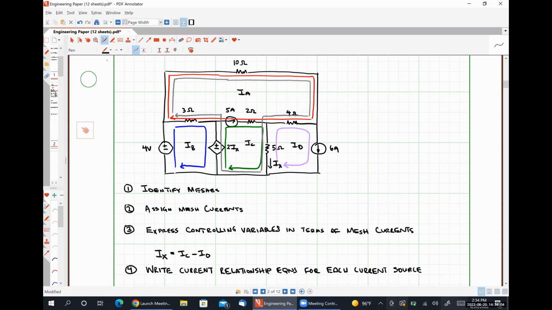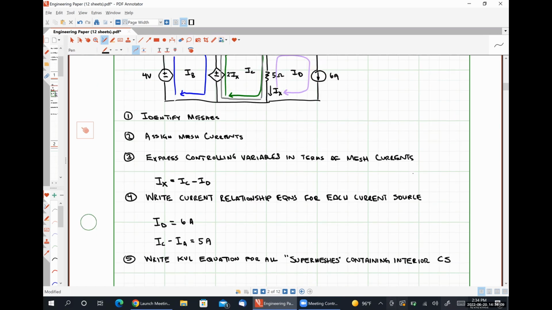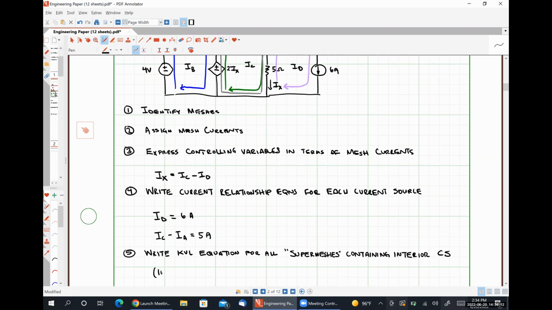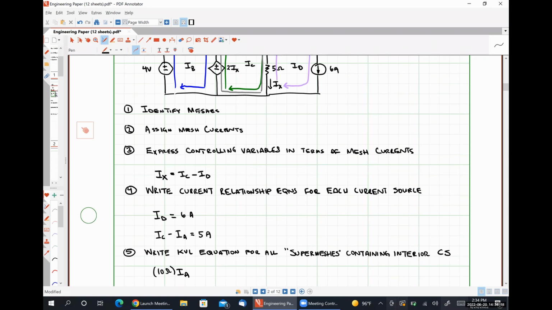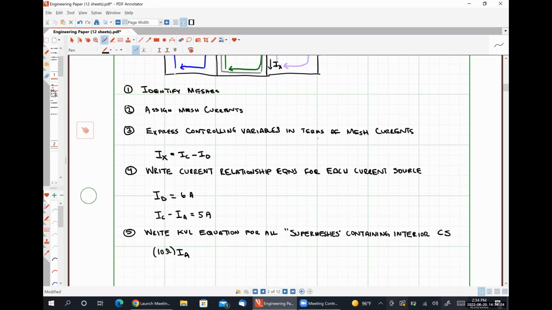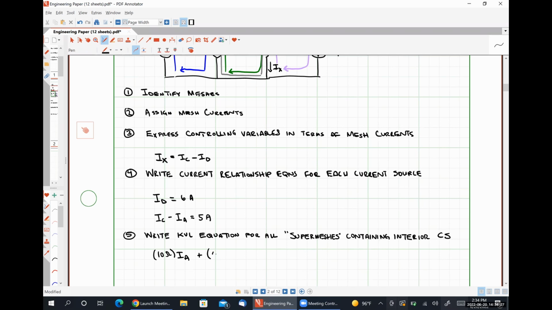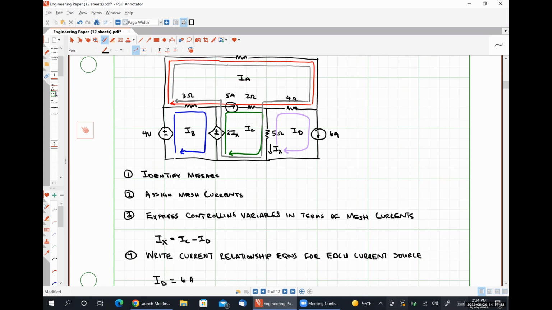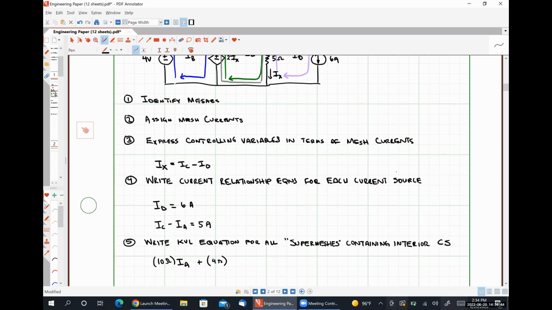The first thing we see is the 10 ohm resistor. So we're going to have 10 ohms. The only mesh current flowing through it is IA, so we have 10 ohms times IA. The next thing we see is the 4 ohm resistor. Since we're following mesh current IA in this part of the super mesh, IA gets a positive sign, and since ID is in the opposite direction, it gets a minus sign. So we have 4 ohms times IA minus ID.